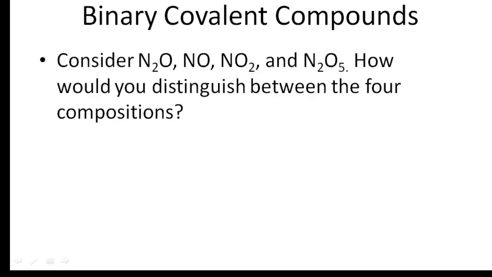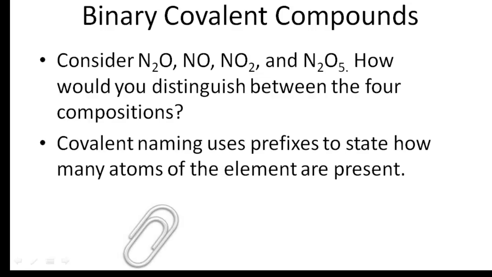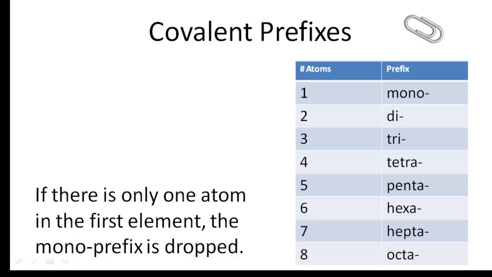For instance, carbon can share electrons with one oxygen to make carbon monoxide, or with two oxygens to make carbon dioxide. For this reason, it is necessary for covalent compounds to specify how many of each element is present within the compound. You attach prefixes to the element name to state how many atoms are present. Let's go ahead and try some. So we have N2O. How would you say that?